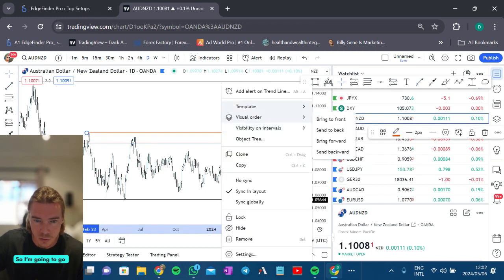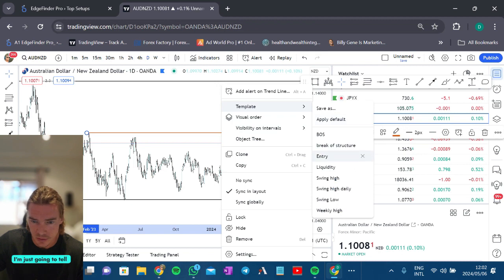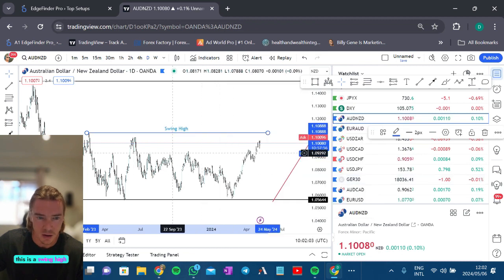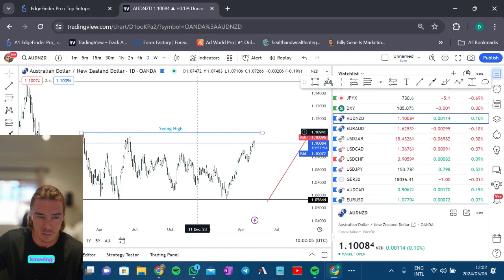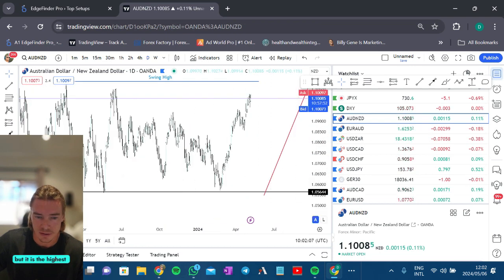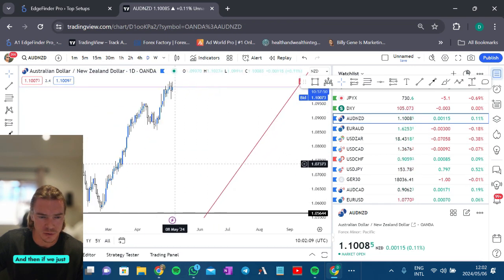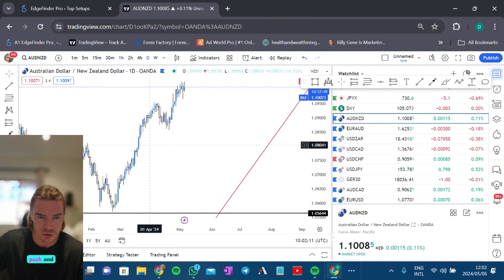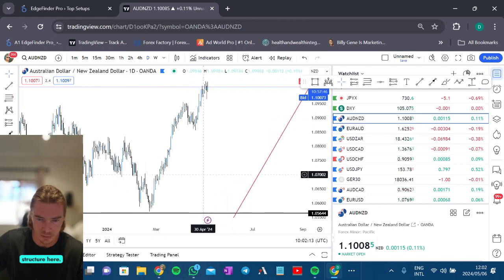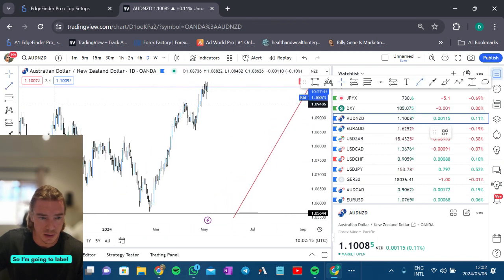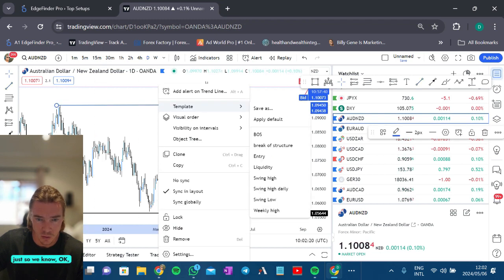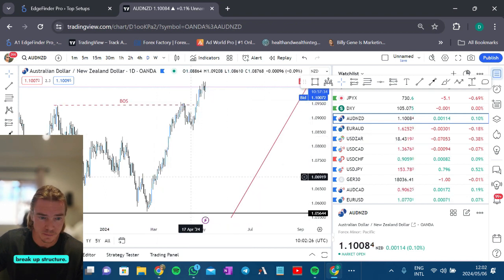Okay, so I'm going to go here. I'm just going to tell myself this is a swing high on that time frame, knowing that we can still go higher, but it is the highest it's been. And then if we just look at this, guys, we've had a nice push and we've broken through the structure here. So I'm going to label this also a break of structure, just so we know, okay, the possibility of this market still going higher is there. So we need to go there, break of structure.